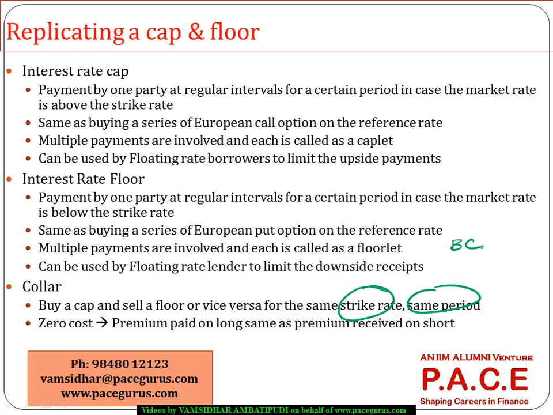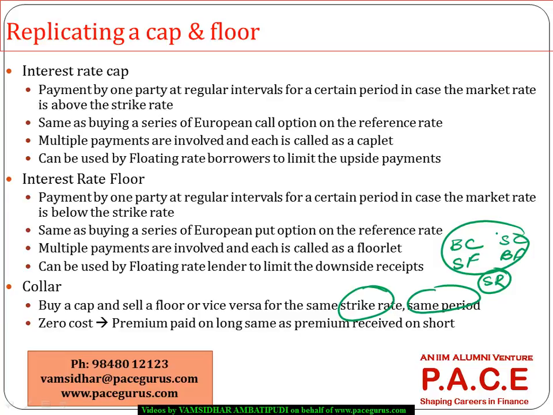Either you buy a cap and sell a floor, or sell a cap and buy a floor, and both of them at the same strike rate. Then you are actually creating the position of a collar. That kind of a position is what we call a collar.